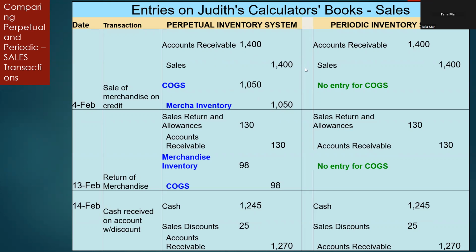You can see here that the journal entries are identical for sales. You just omit the cost of goods sold transactions. Okay. So for periodic inventory system, they don't track COGS because it's at the end of the accounting period, right? Right. They don't really have a way to do it.